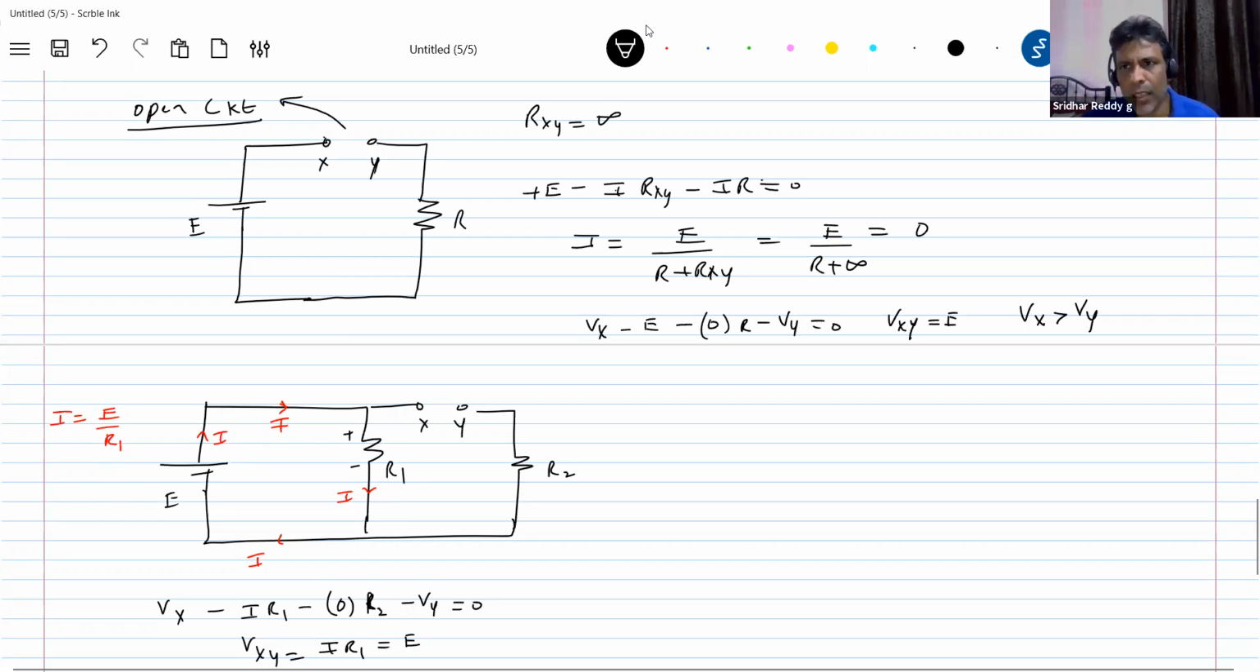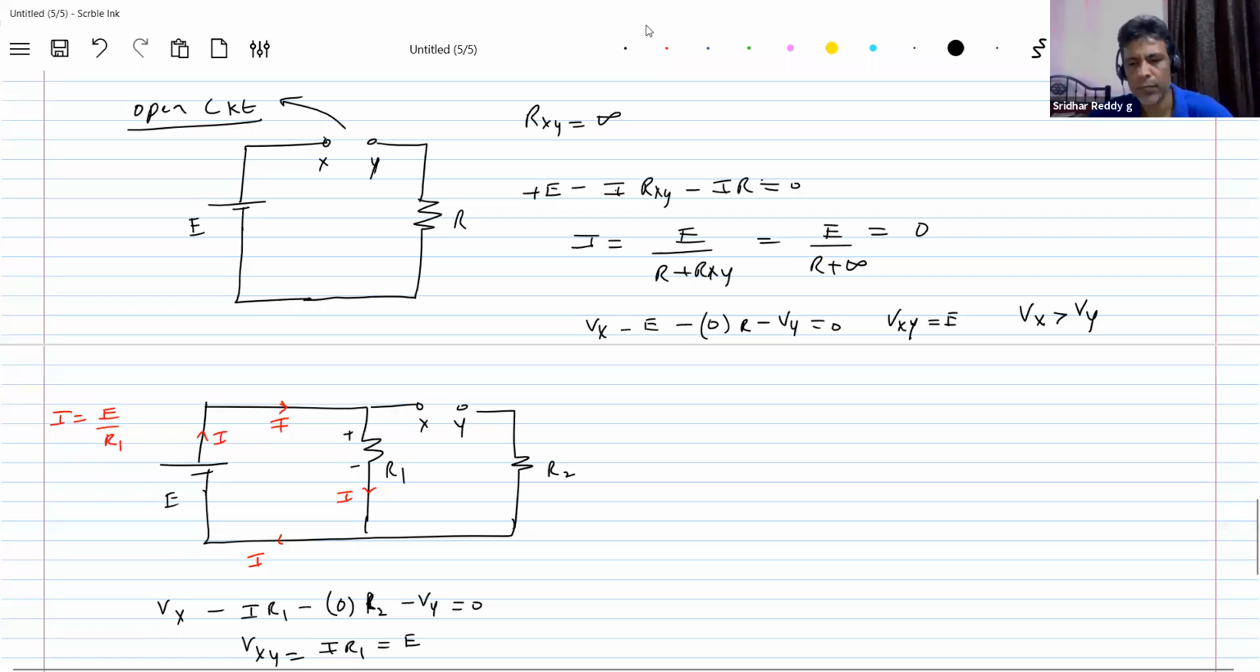Or instead of this, you can pick up a path like this. What is the path I just picked up? Plus Vx minus IR1, 0 into R2, minus Vy, 0. You can also pick up a path like this. Plus Vx minus E, 0 into R2, minus Vy. You'll get the same answer.